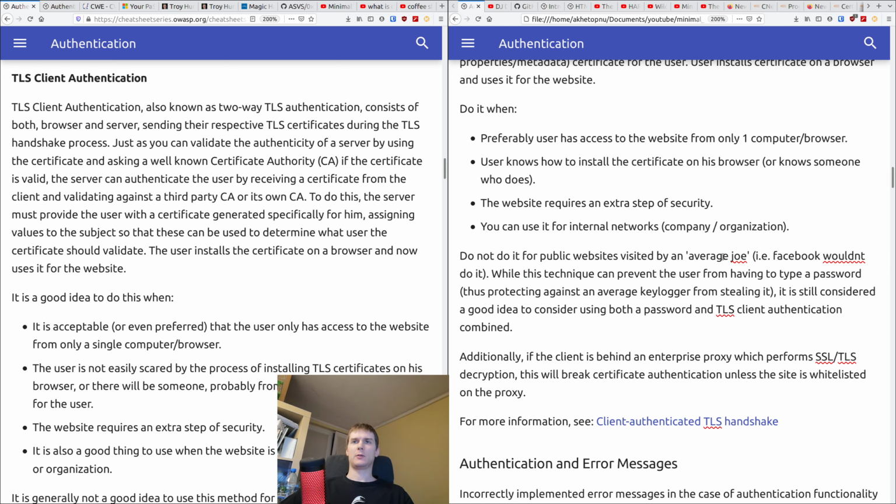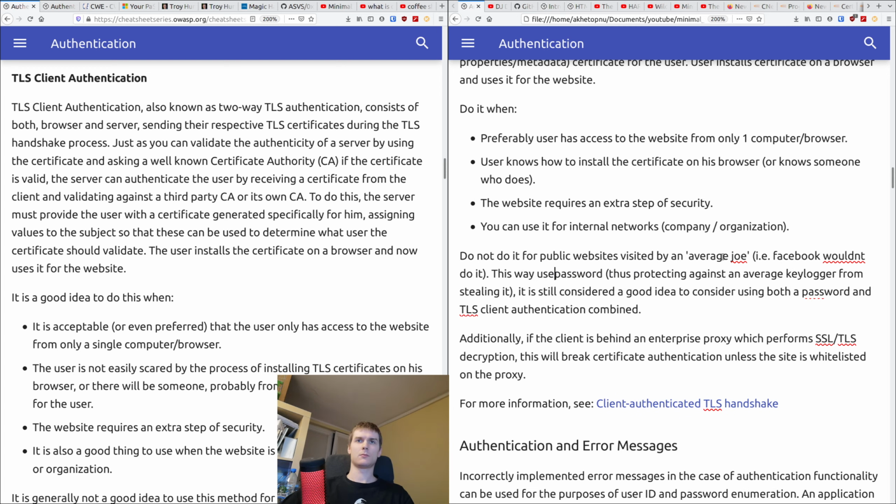While this technique can prevent the user from having to type a password, thus protecting against an average keylogger, it is still considered a good idea to consider using both the password and TLS authentication combined.